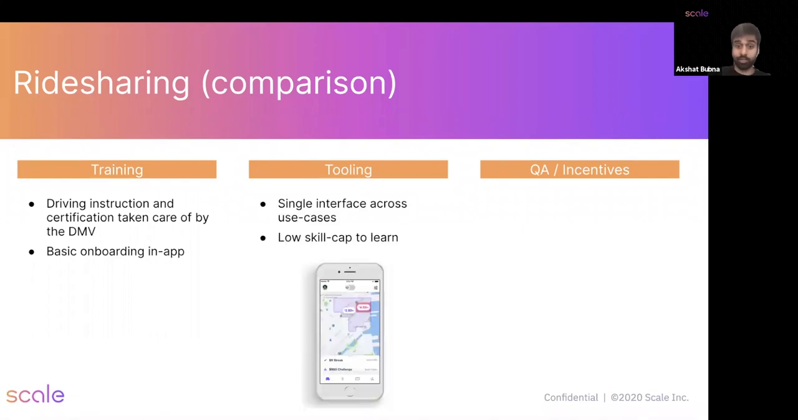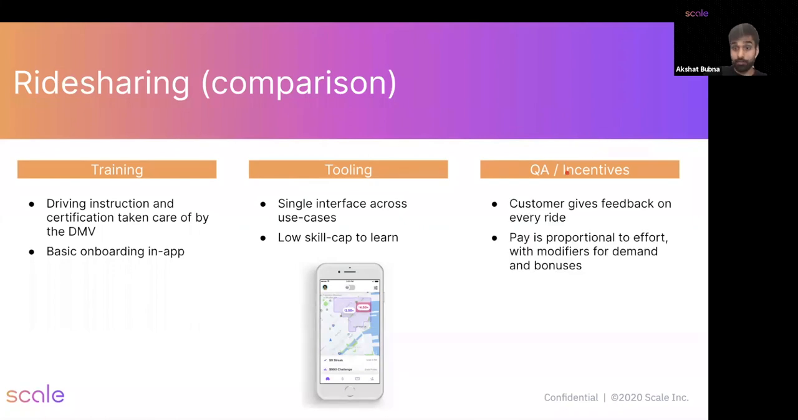In terms of tooling, whether you're delivering groceries or picking up food at a restaurant or driving people from place to place, it is pretty much the same interface. And it's pretty low skill cap to learn. And finally, QA is actually super easy because the customer gives you feedback on every ride. And also, payment is proportional to effort.